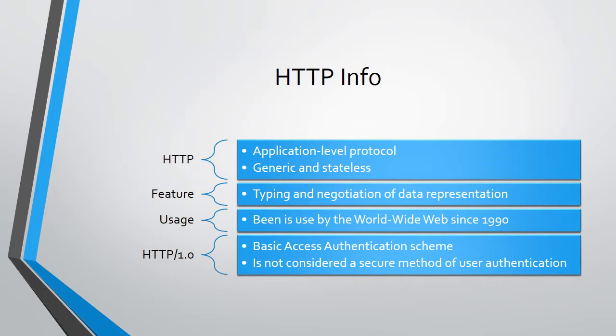HTTP 1.0 includes a specification for a basic access authentication scheme. The scheme is not considered to be a secure method of user authentication, as the user name and password are passed over the network as unencrypted text, unless, of course, used in conjunction with some external secure system, such as Secure Socket Layer or SSL.